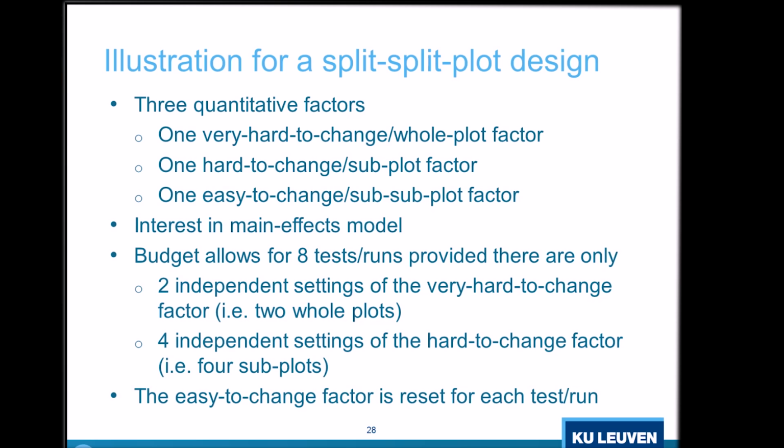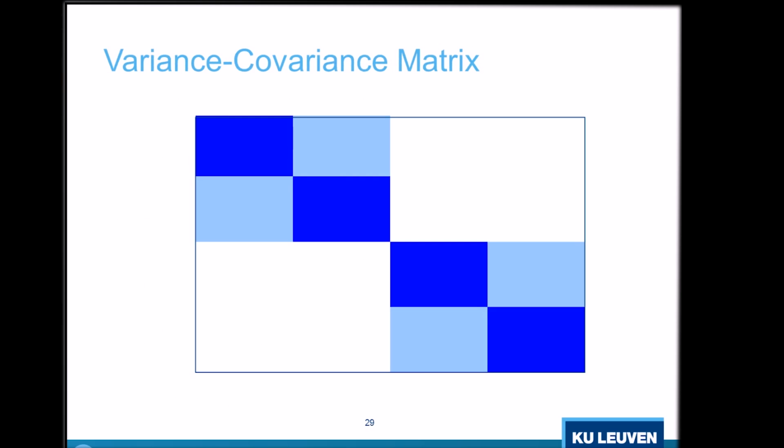So what I'm going to do is create a split plot design with 2 whole plots, 4 subplots, and 8 individual runs. On slide number 28, you can see a schematic representation of the V matrix for that design, the variance covariance matrix for that design. And in that scheme, dark blue indicates strong correlation, light blue indicates moderate correlation, and white means no correlation whatsoever.